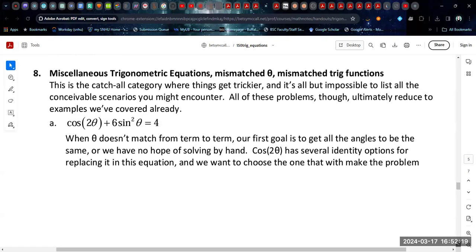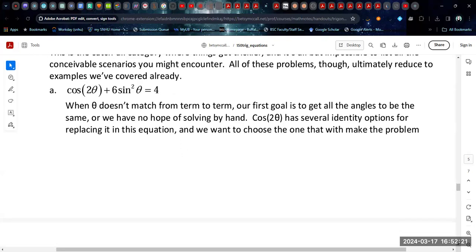If you choose the wrong trig identity, you can just choose another trig identity to further reduce the problem. But the best one to choose for this example would be to try to choose the cosine 2 theta identity that matches the term that's already in the expression. So if you had a cosine squared, you would choose the 2 cosine squared minus 1 identity. Here you have a sine squared, so you choose the 1 minus 2 sine squared identity.